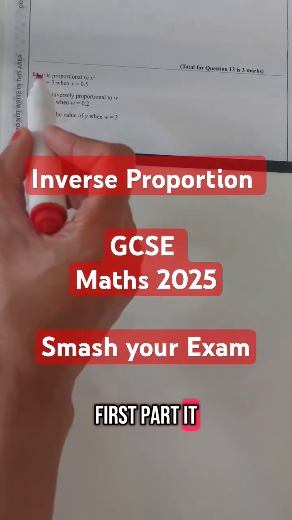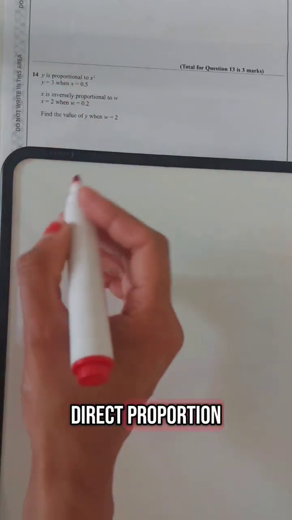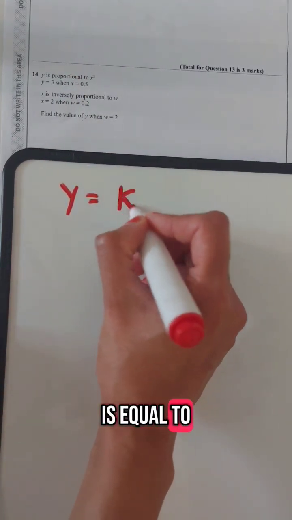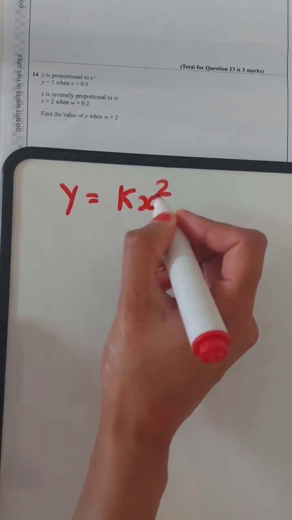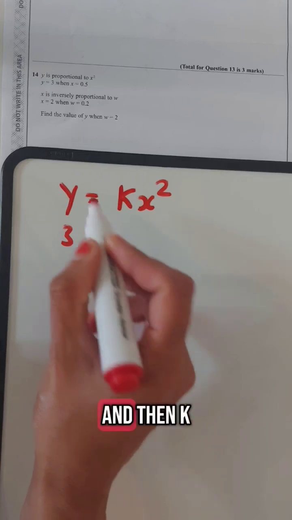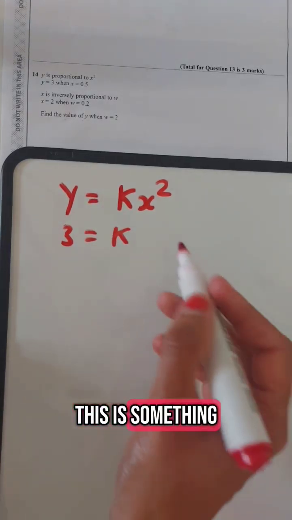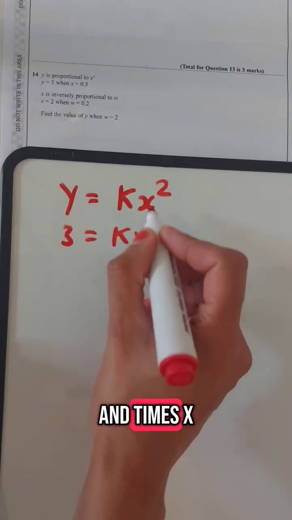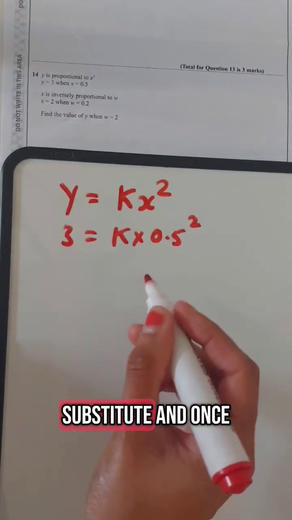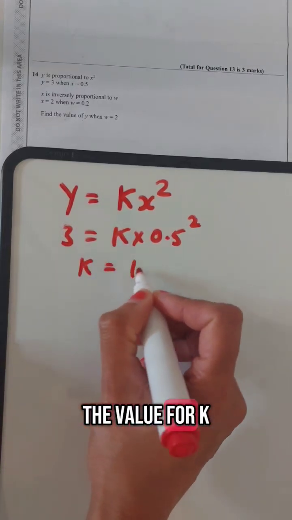So in the first part, it says y is proportional to x squared. So that is direct proportion. We should know the formula for direct proportion is y equals kx squared. Now we simply substitute the values. y is given, which is equal to 3, and k remains constant. We don't know the value for k, this is something we need to work out, times the x value, which is 0.5. Once you've done these calculations, you should get the value for k, which is 12.